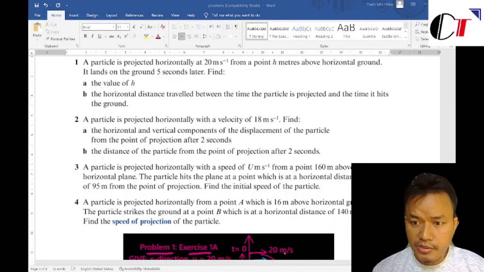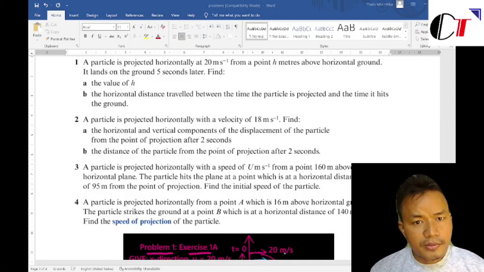And of course, initial speed in the x direction will be 18 meters per second. And we have to find horizontal and vertical components of the displacement at time t is equal to 2 seconds. So if you look at that problem, the initial velocities for both x and y direction are known. And then of course you are asked to find the x and y distance after 2 seconds.